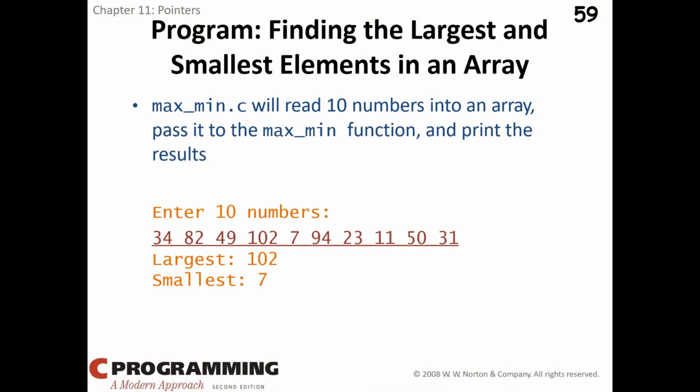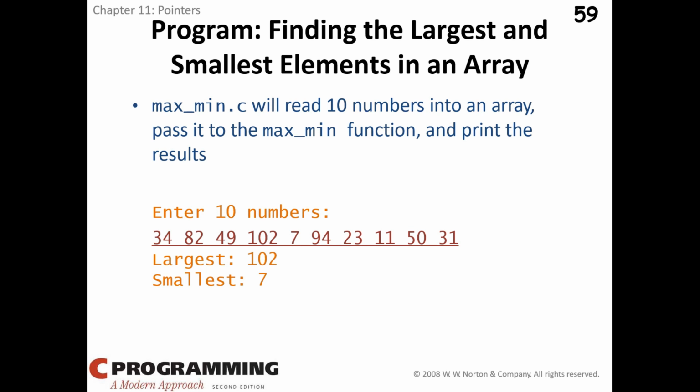The program max_min.c will read 10 numbers into an array, pass it to the max_min function, and then print the result. The program works by first prompting the user to enter 10 numbers, and once the user inputs these numbers, they are stored in an array. Then the program calls the max_min function and passes the array along with its size as arguments.